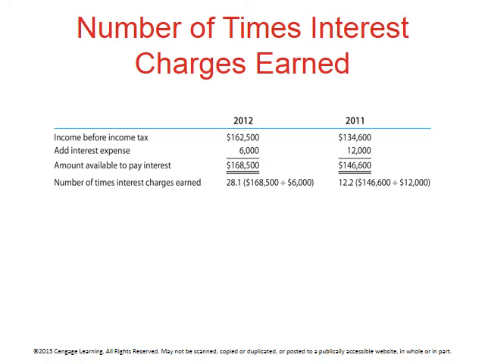We can pay our interest 28.1 times. This is an important one for creditors to look at, because when you give a loan to this company, you're going to want them to pay interest on the loan. This shows their ability to pay the interest. Looking from 2011 to 2012, in 2011 they could pay the interest 12.2 times. In 2012, they could pay the interest 28.1 times, which is better.